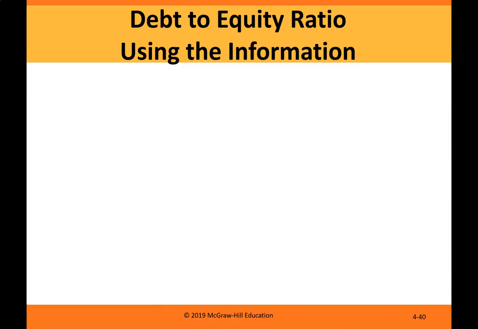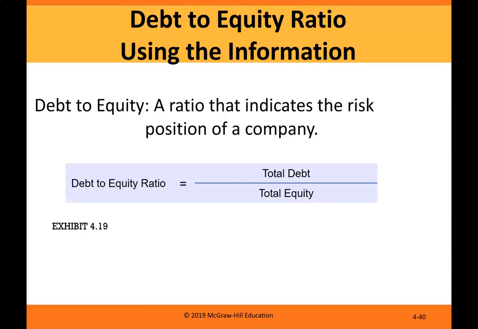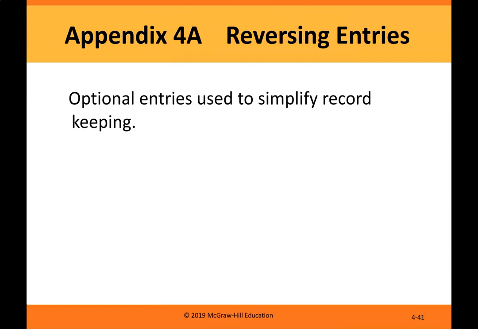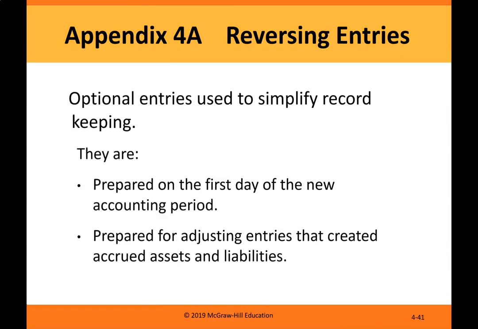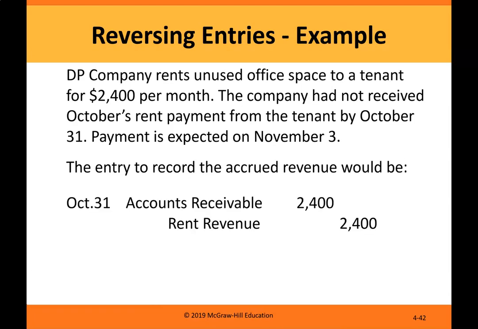Debt to equity ratio, using the information. Debt to equity, a ratio that indicates the risk position of a company. Debt to equity ratio equals total debt, so that is your total liabilities, divided by total equity. So that's your total shareholders' equity. We're not covering reversing entries. So I'm just going to skip through this.